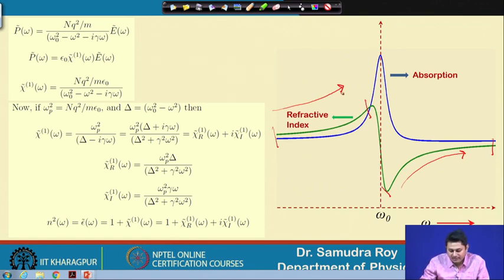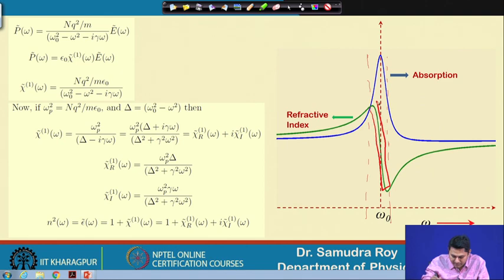We know that when omega is increasing, that means when the frequency is high, the refractive index is also high for the material. But in between this peak point and this peak point, something different is happening. If I draw a line here and a line here, passing through the maxima and minima, this is the region where we can see that by increasing omega the refractive index is decreasing.